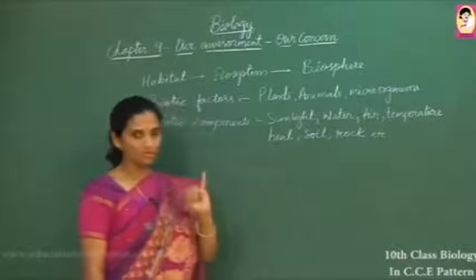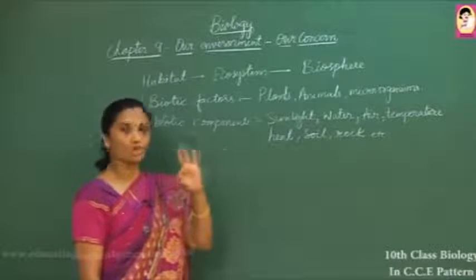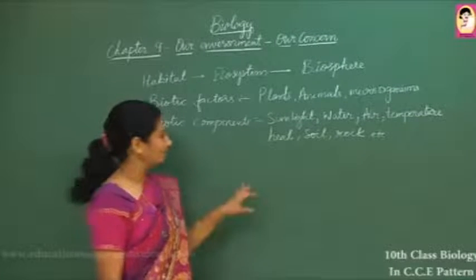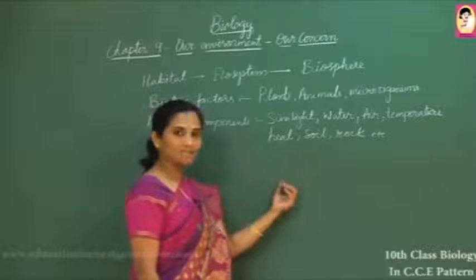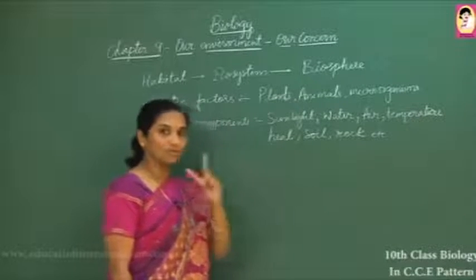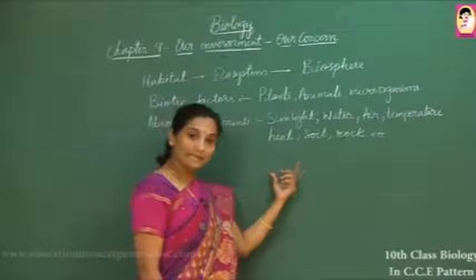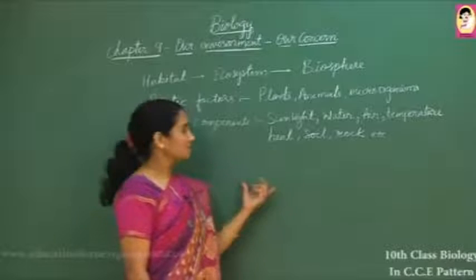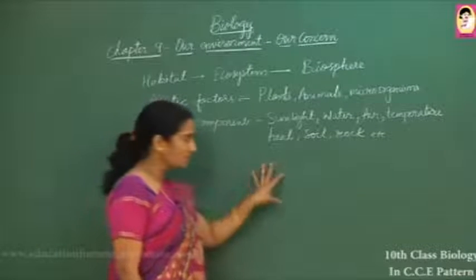So there will be competition for food, for shelter, and for reproduction, or we can say for mating purposes. Such competition, when it takes place between organisms of the same species, is called intra-species interaction.